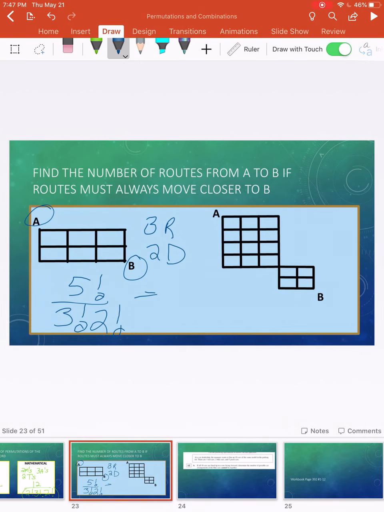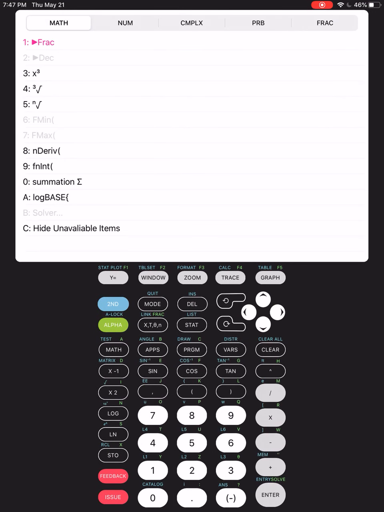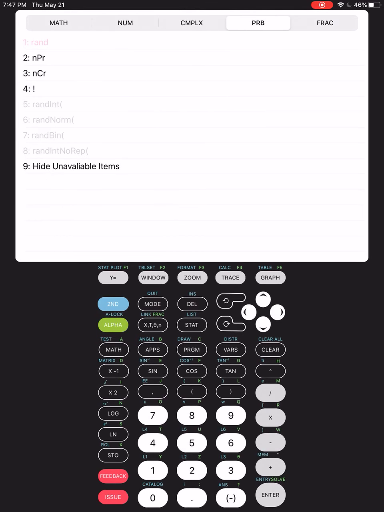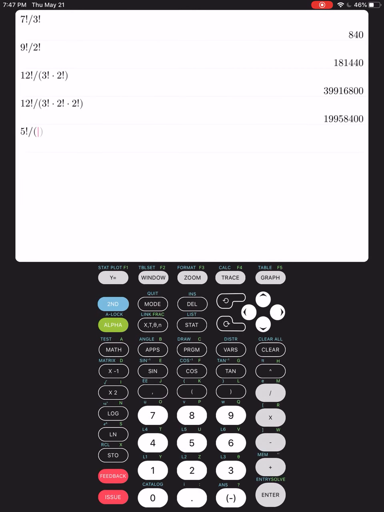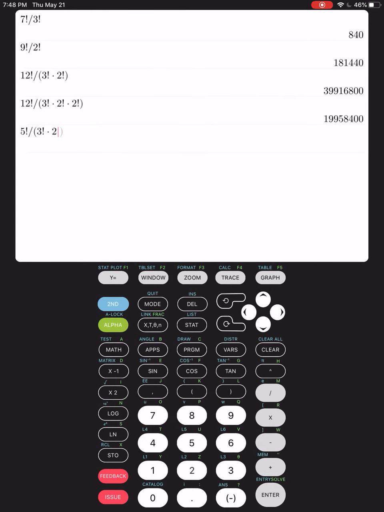So again, you can type this in your calculator just like this. Make sure you put brackets around the denominator. So when I type it in, I will type 5 factorial divided by 3 factorial times 2 factorial.